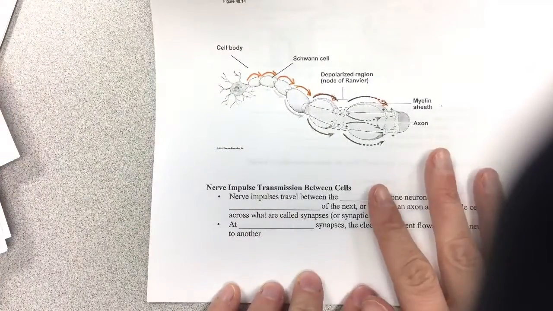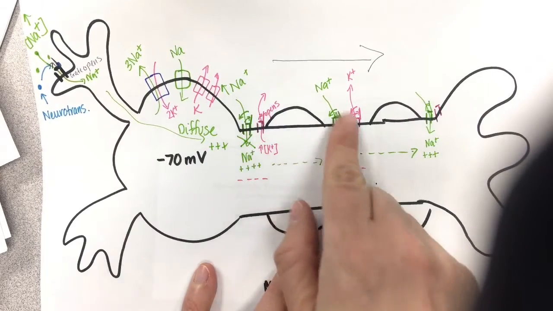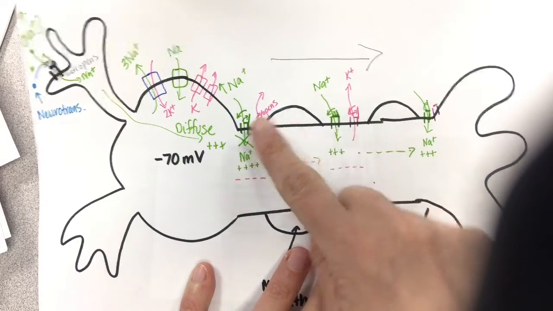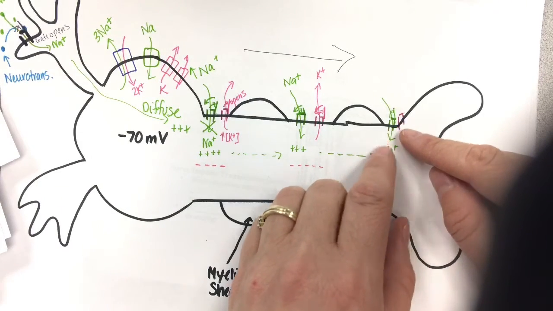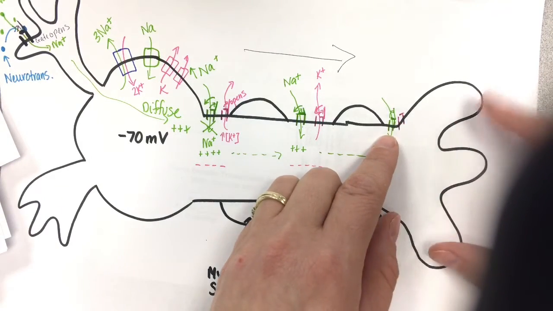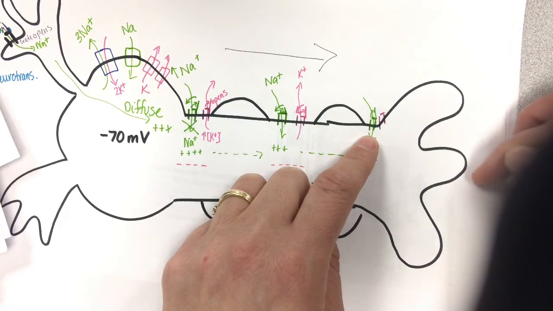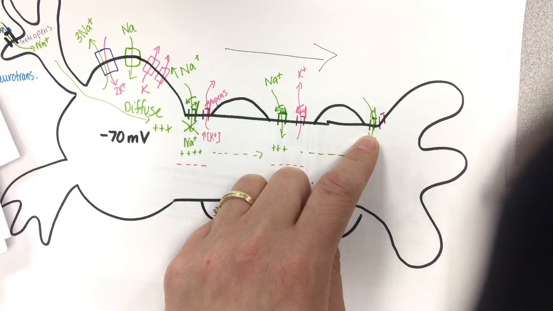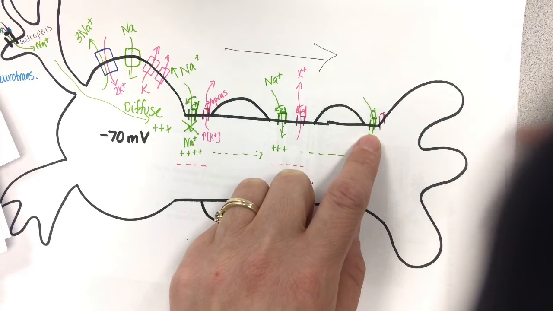Okay, so where we left off is the gates opening and closing at each node. And so the last thing we need to do is look at what happens at that last node to trigger what happens at the synaptic terminal to release neurotransmitters to communicate to another neuron, or if it's a motor neuron, to a muscle cell to make it contract.